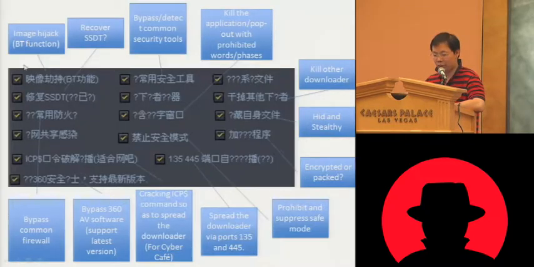Okay, how about the scoring for this function? First of all, this is an image hijack, BT function, but I don't know where there's an image hijack in BT function. Recover SSDT, and bypass detection by common security tools, kill other downloaders, use its own downloaders, and also hide and stealth, encrypt or pack, and it will spread the downloader through ports 135 and 445. I like this one. This ICP command, okay, to crack the ICP command, but it is suitable for cyber cafes.